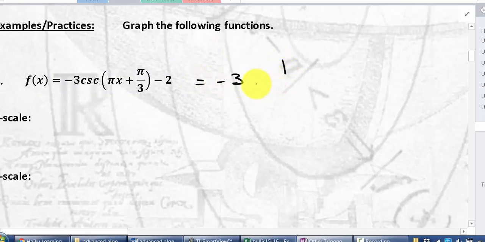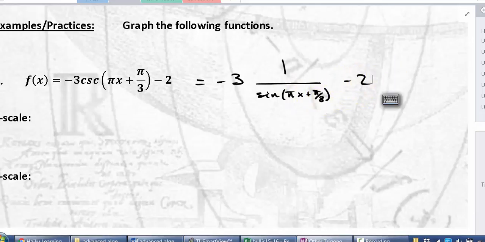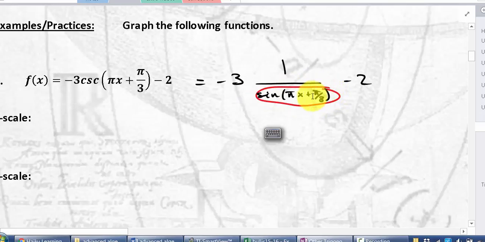This function right here, you could write it as -3 times 1 over the sine of pi x plus pi over 3, minus 2. That's how we looked at cosecant of x as 1 over sine x. And we know when the sine is 0, there will be a vertical asymptote. That's a problem, so you're going to have a vertical asymptote. From the graph of sine, we know how to graph the cosecant. The maxes and mins are the same, and then you play with the behavior around the asymptote.